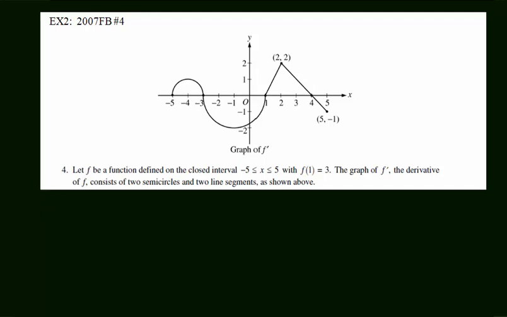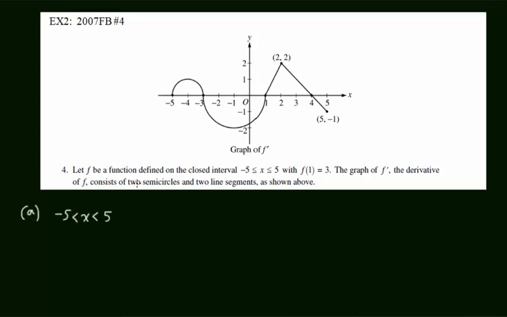In example 2, it's a little more obvious that we're looking at a graph of the derivative. I know that because it says graph of f prime. So this is the graph of a derivative of the function f that I cannot see. A lot of the same analysis will work in this problem. This is an actual AP problem, 2007, Form B, number 4.